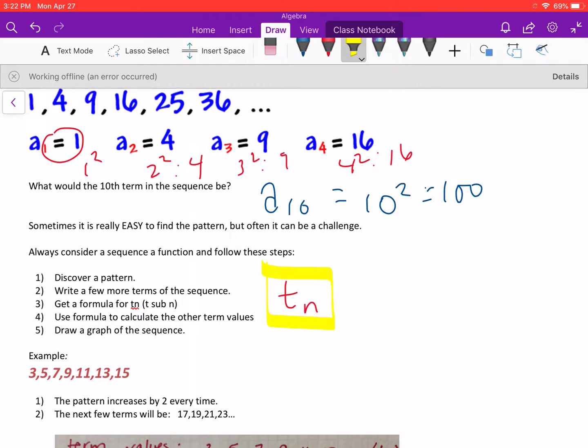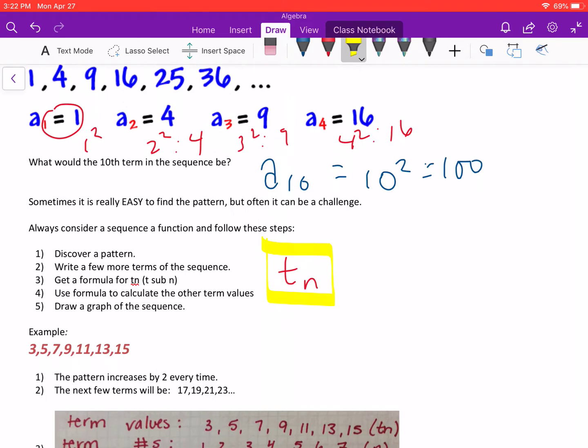In this number pattern, it's easy to see that our numbers increase by 2 every time. That's our pattern we've discovered. If we write a few more terms, it would be 17, 19, 21, and 23. And now we need to get a formula for T sub n.